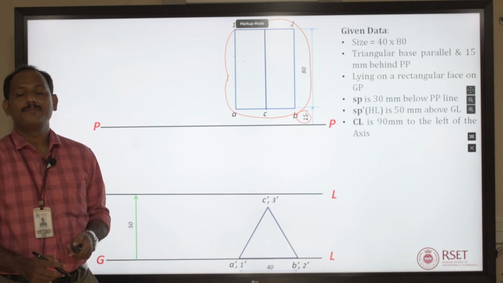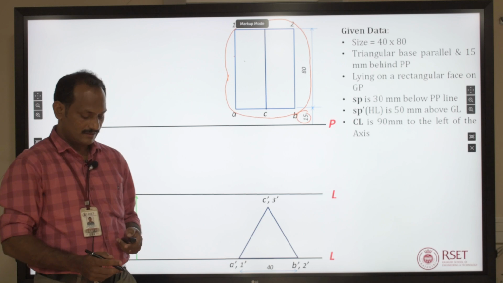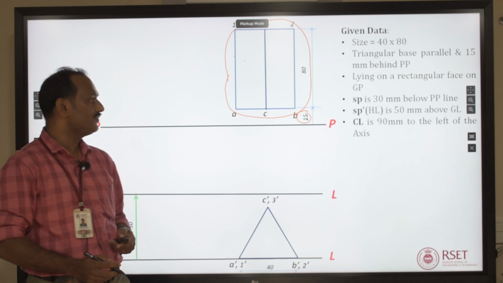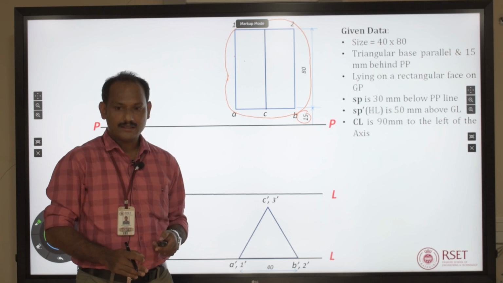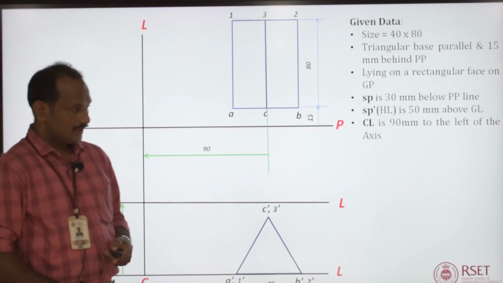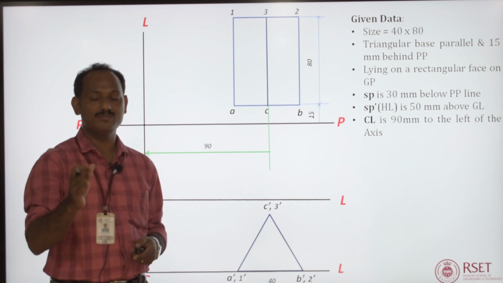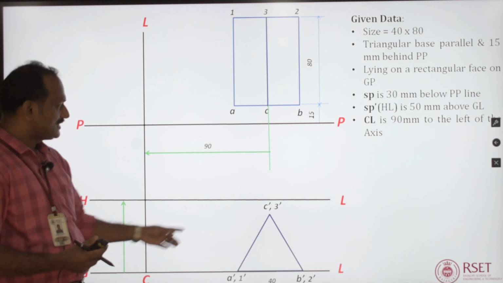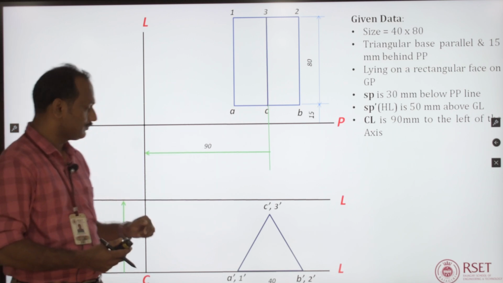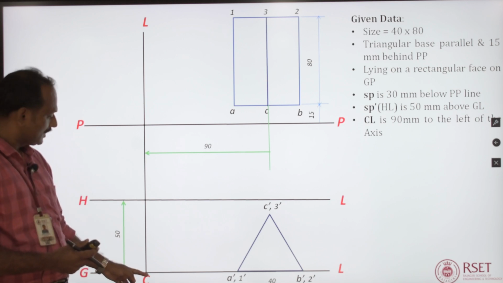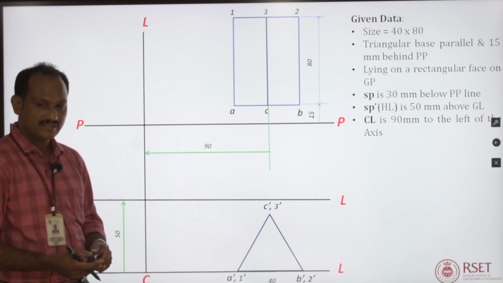Now, we need to locate the station point's front view and top view. It is given that the central plane is at a distance of 50 mm above the ground line. We already drew that location as the horizon line. It is also given that the central plane is 90 mm to the left of the axis of the object. So, you can draw the central line which is 90 mm from the axis of the object. Okay. So, this is your central line.